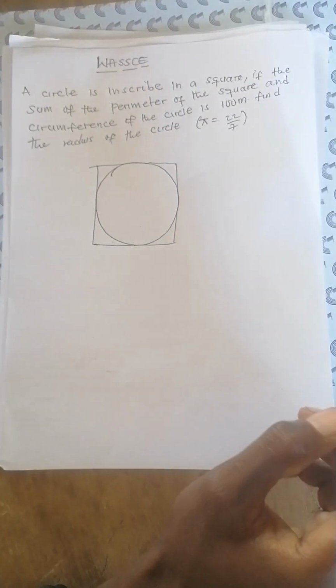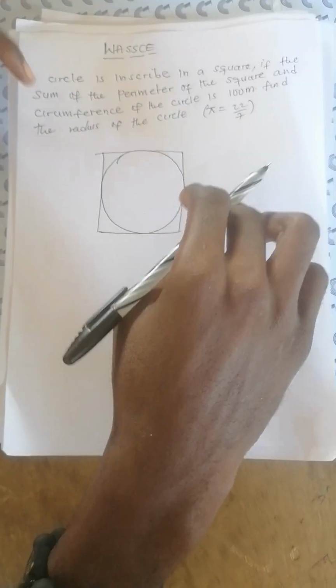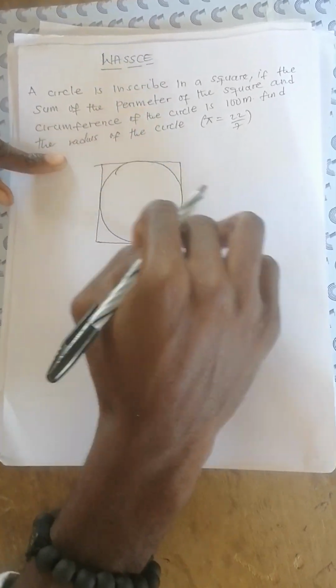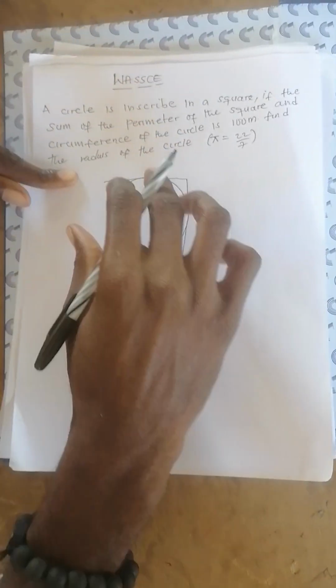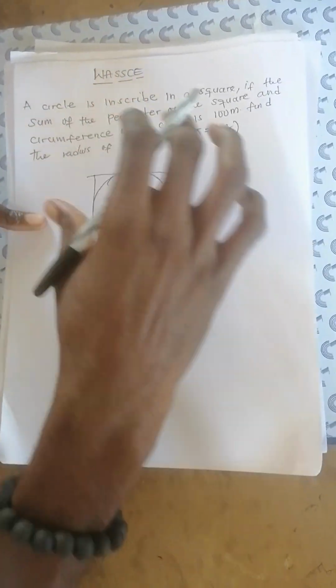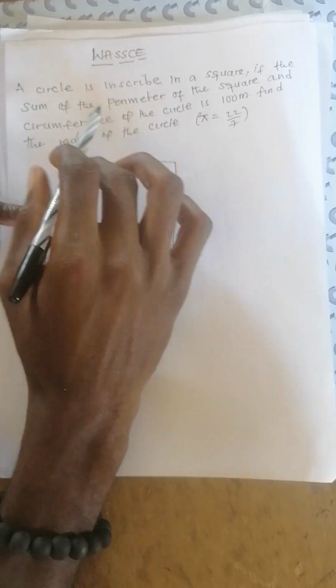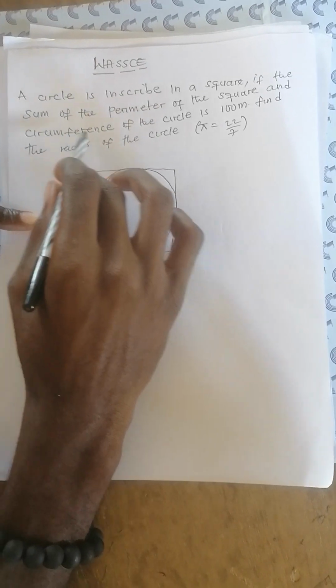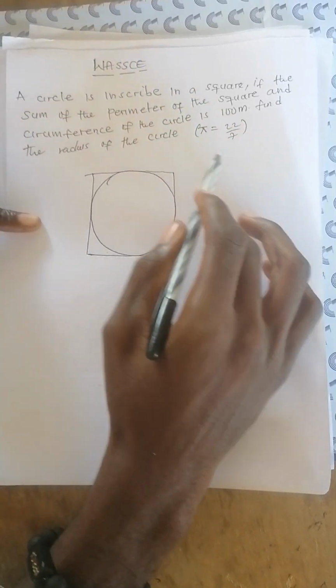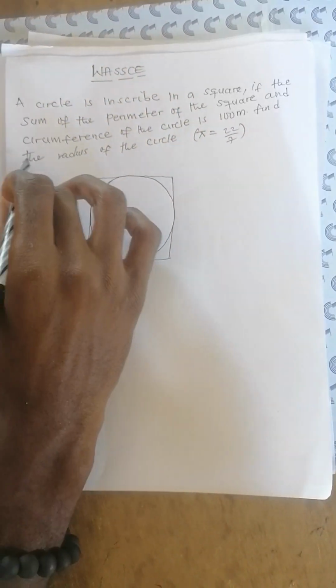Now they say a circle is inscribed. When you say inscribed, it means the circle must be touching the square. It's not just put inside there, but inscribed inside it. So they say the circle is inscribed in a square, and the sum of the perimeter of the square and the circumference of the circle is given.